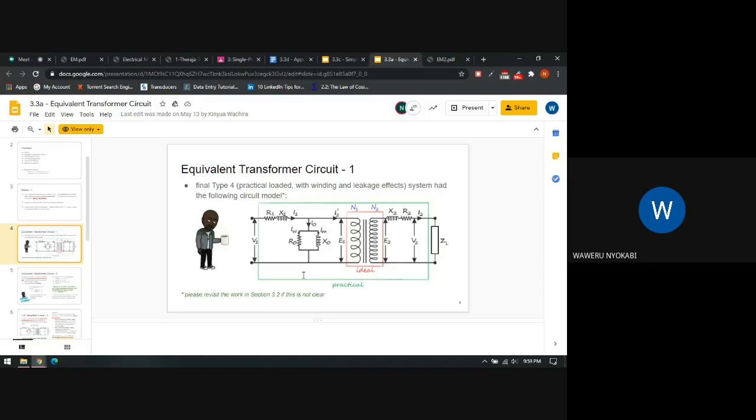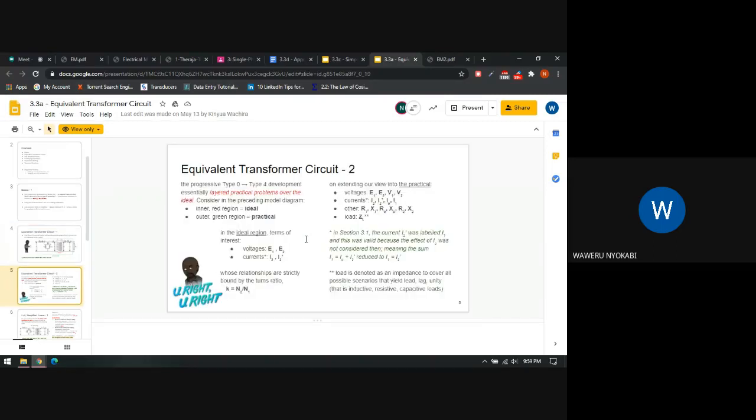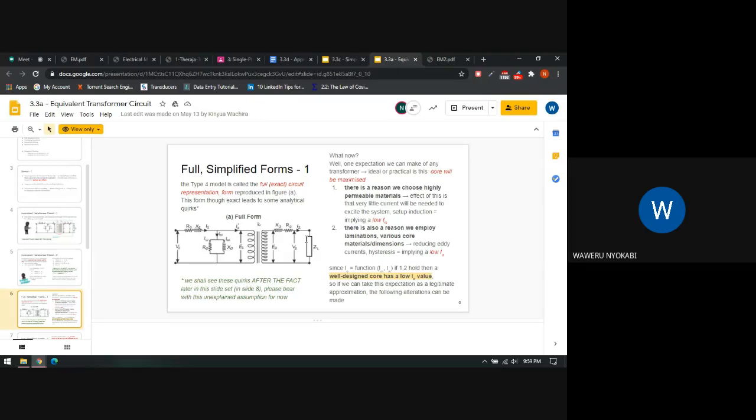So you remember this circuit diagram that we had when I was talking about the type 4? So how are we going to start simplifying it? Again, here it is. The reason why I'm going through this is because in the research question, there's a question that says, write a brief commentary on the equivalent transformer circuit and its simplification process. So now here we're talking about the simplification process.